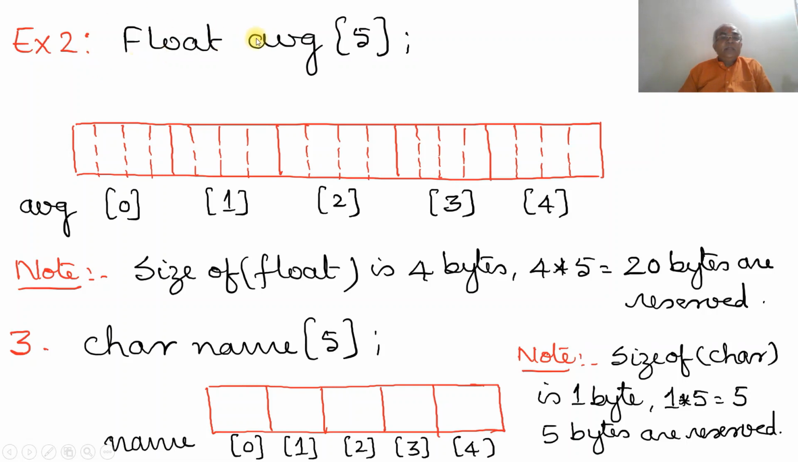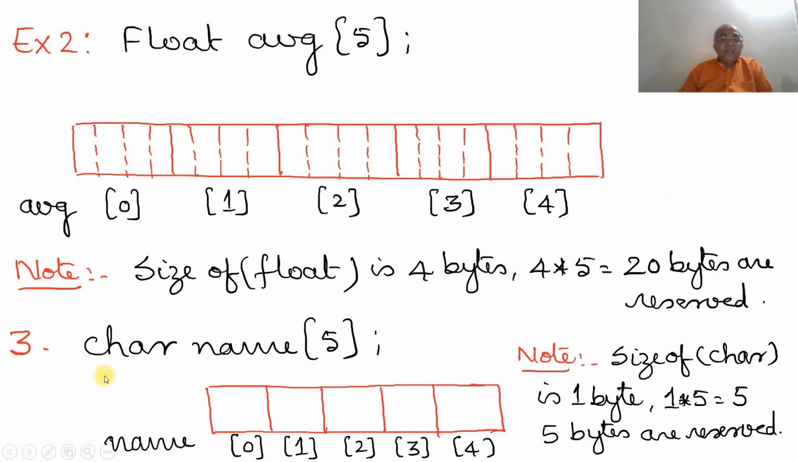This is the type, this is the array name, and this is the expression, wherein the subscripts are 0, 1, 2, 3, 4. Then the size of float is 4 bytes. So that means 4 bytes for each subscript. So 5 into 4 becomes 20 bytes reserved.